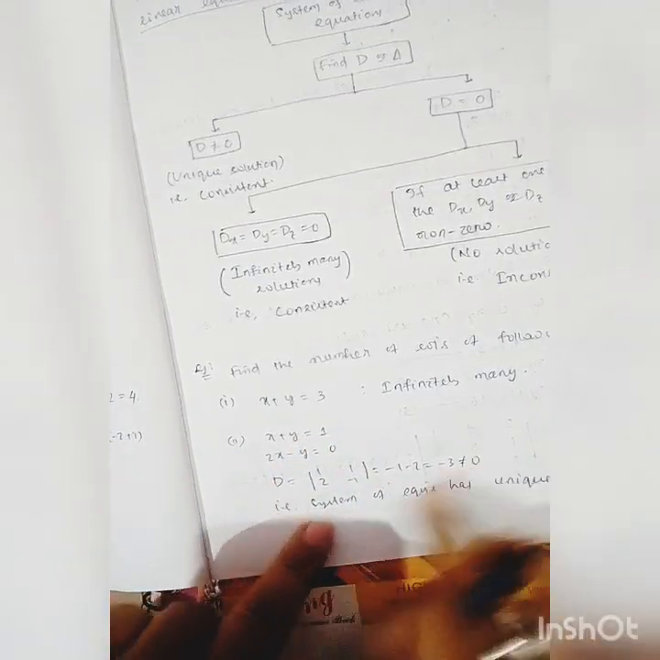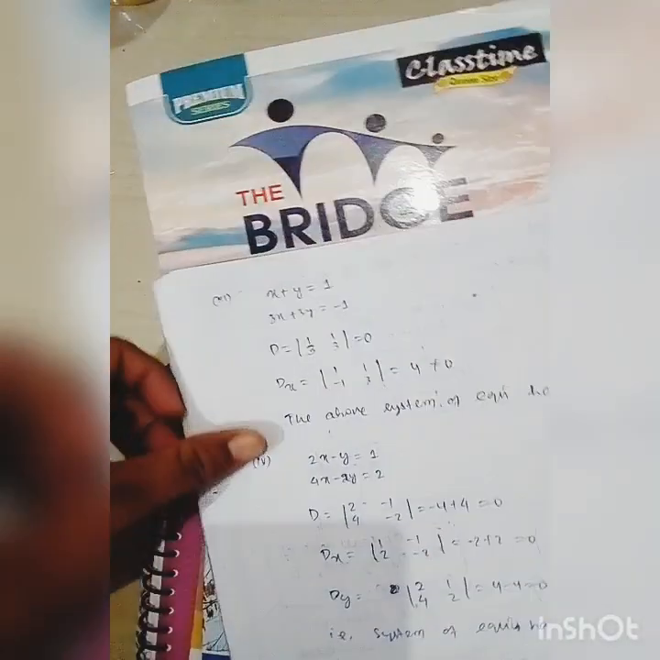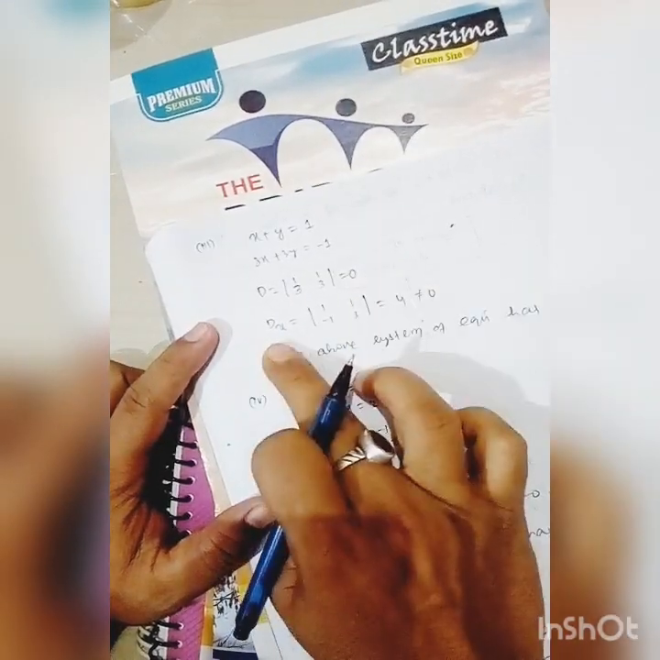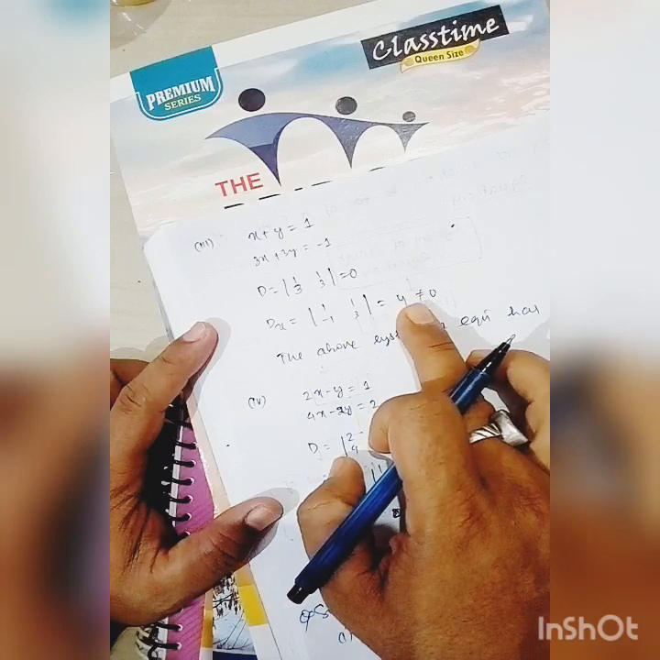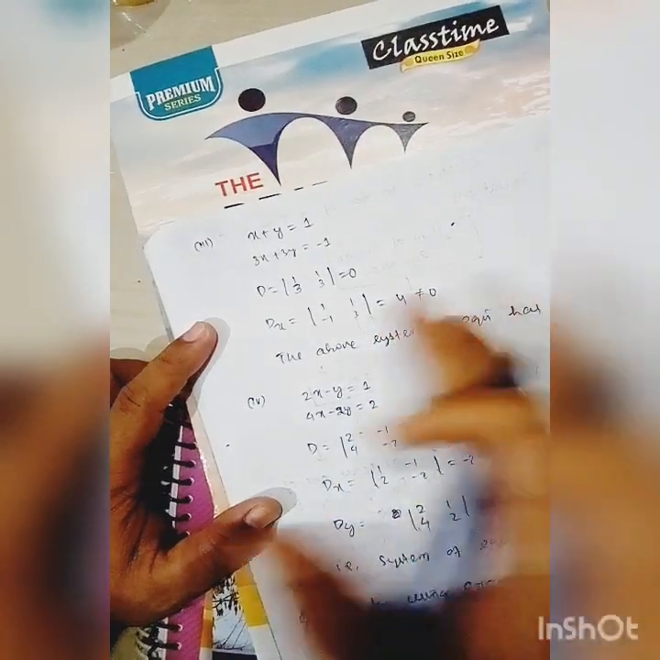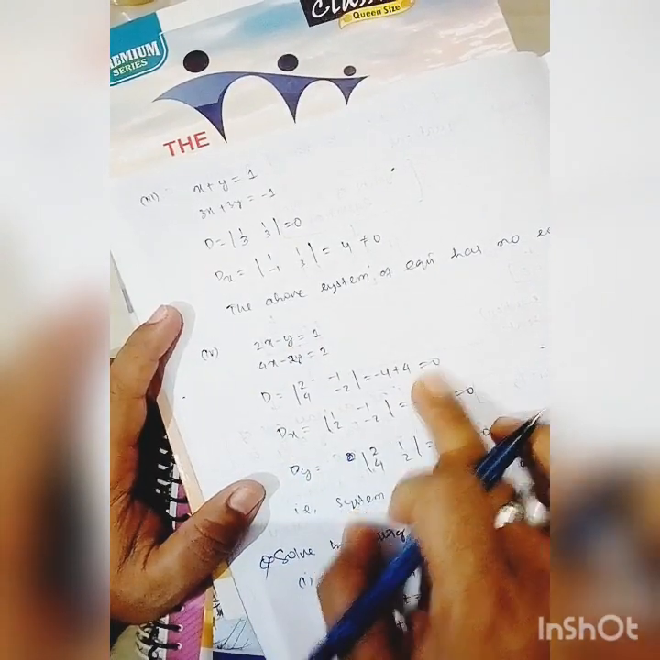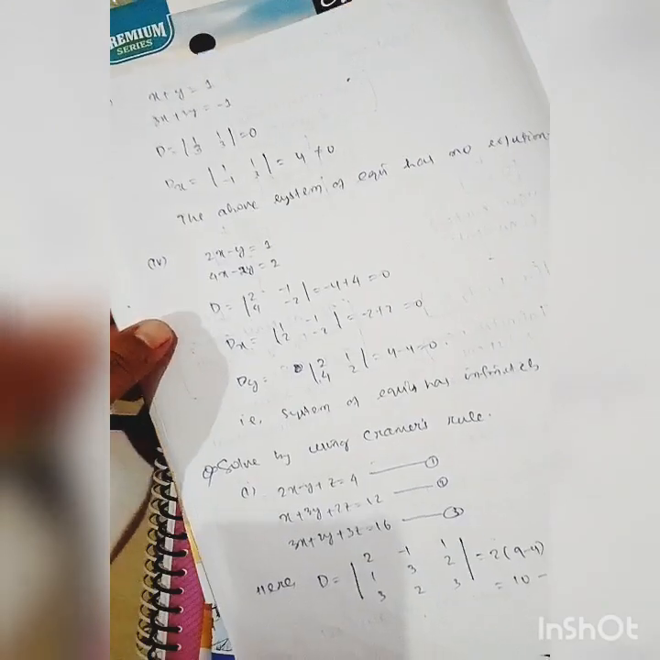Here d not equal to 0, system of equation has a unique solution. So let's take another example. Here d equal to 0. Now you have to find out dx is 4. If at least one of them is non-zero, system of equation has no solution, no need to find dy. Find d. Here d equal to 0, dx equal to 0, dy equal to 0. So obviously the system of equation has infinitely many solutions.